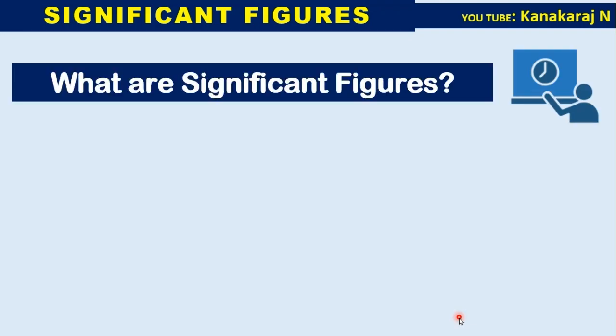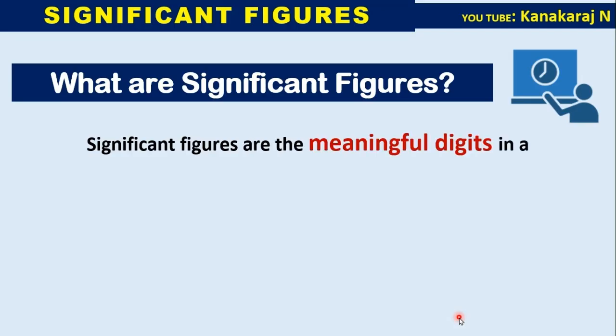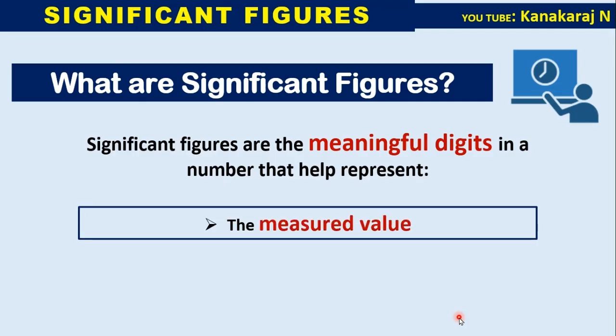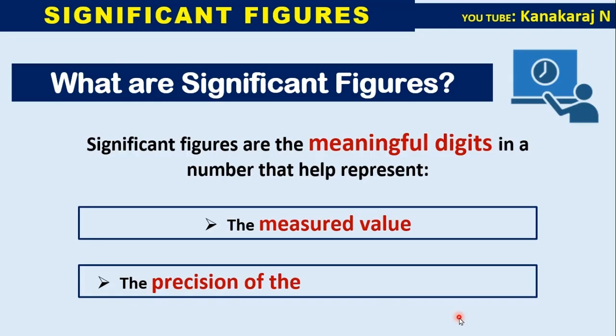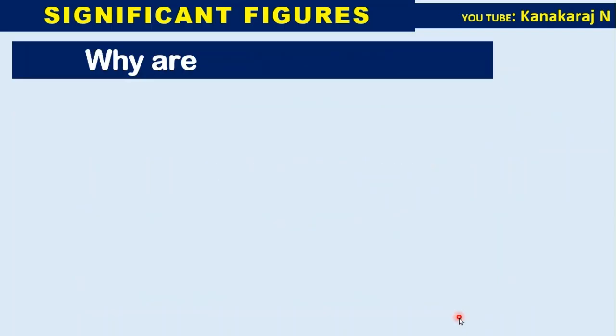What are significant figures? Significant figures are the meaningful digits in a number that help represent 1. The measured value, 2. The precision of the measuring instrument. Why are they important?